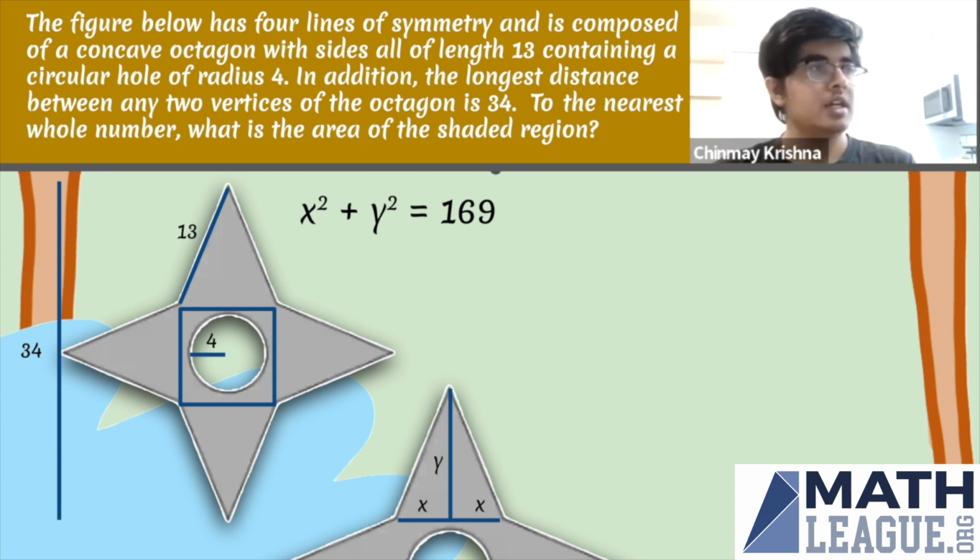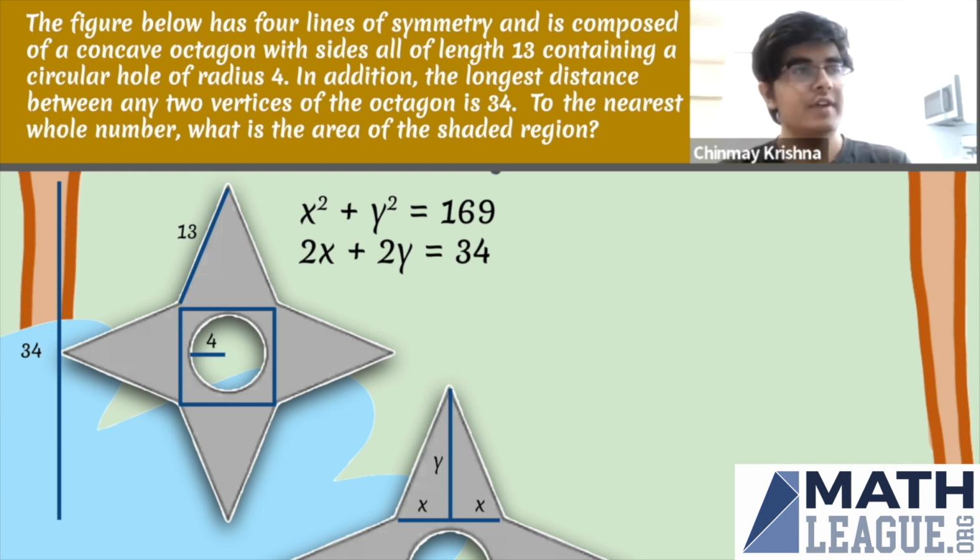Now let's create an equation using the fact that the length between two opposite sides of the octagon is 34. To get that length, we have 2 y's, so y plus y, and the side length of the square, which is 2x. So we know that 2x plus 2y is equal to 34. Now we can try to solve for x and y. After that, we can find the area of the octagon by finding the area of the inner square and the 4 triangles, and then finally subtracting out the circular hole.